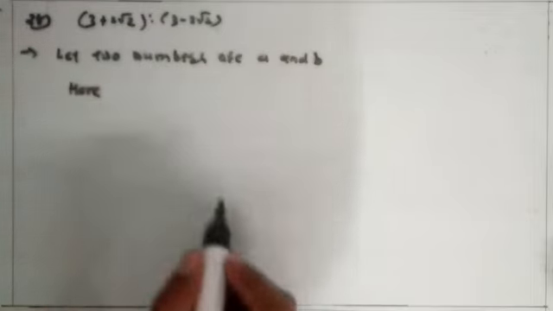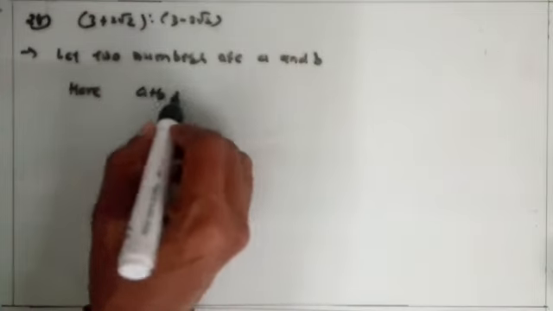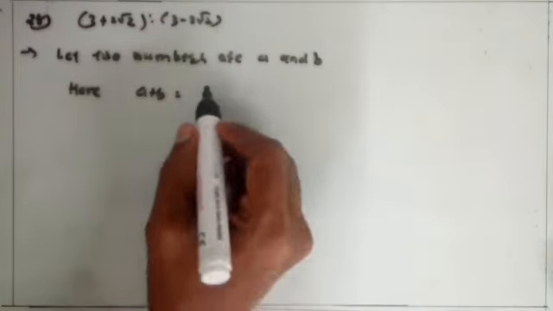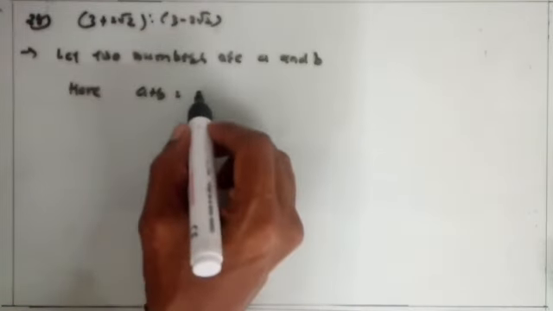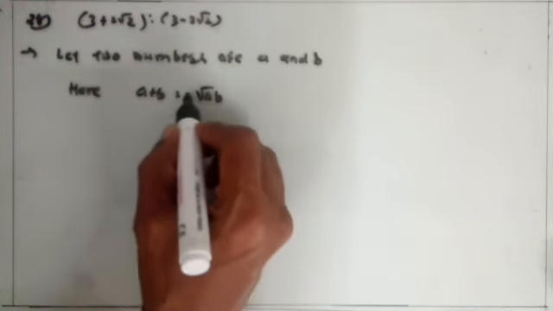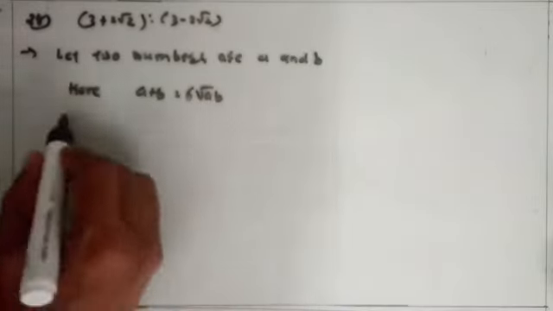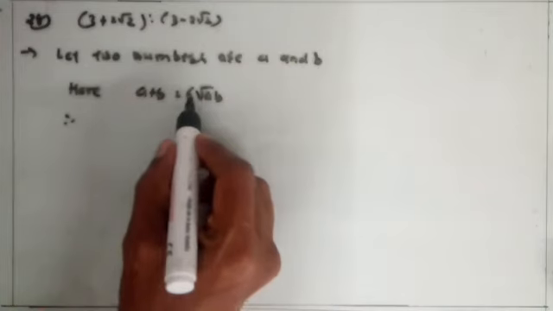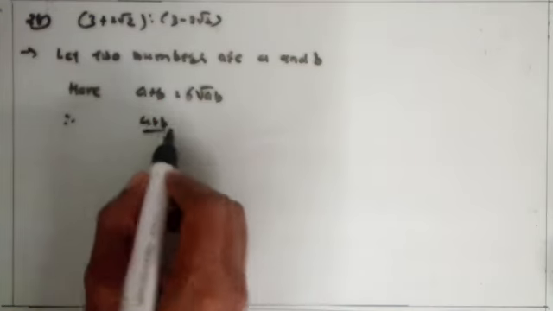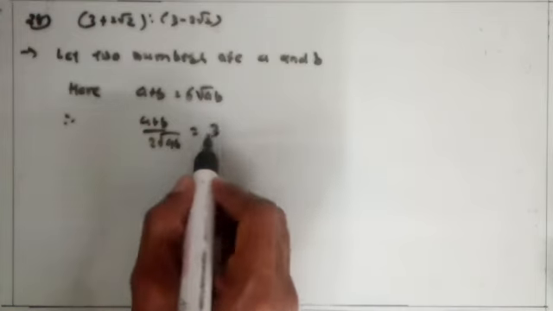Here given that the sum of these two numbers, A plus B, is equal to 6 times their geometric mean. The geometric mean of A and B is equal to root AB, and the sum of these two is equal to 6 times the geometric mean of A and B. Therefore, 2 root AB take this side, so we get (A plus B) upon 2 root A into B is equal to, here the remaining term becomes 3.